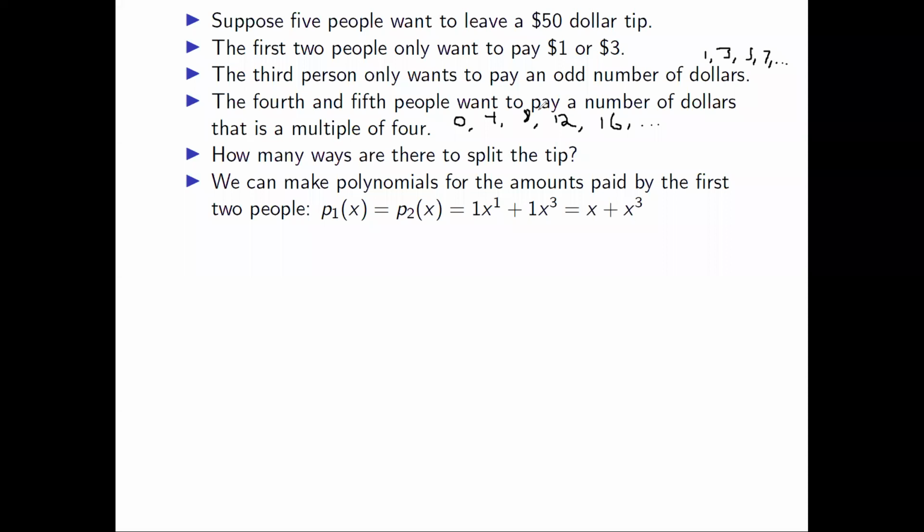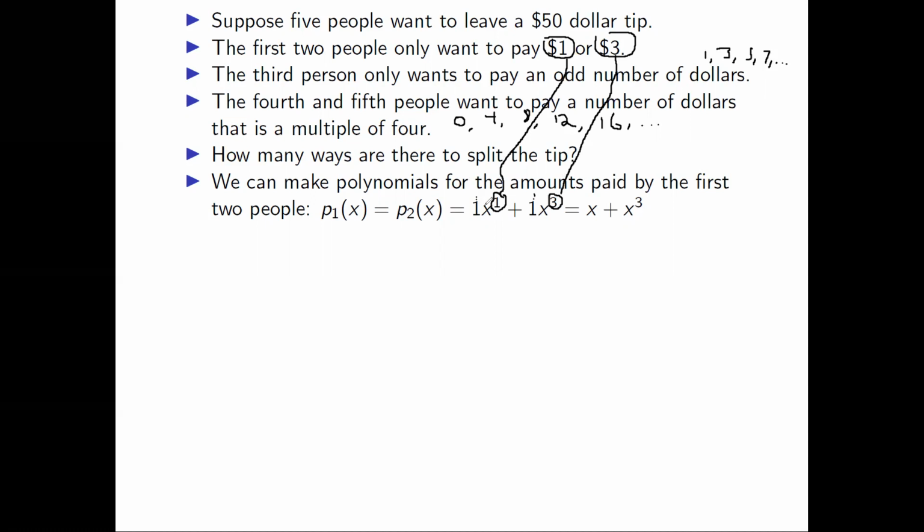So let's talk about that for a second. Both the first 2 people are willing to pay $1 or $3. So this $1 right here, that's how we're getting this x to the 1. X to the 1 has a coefficient of 1. That means there's one way for person 1 to contribute $1 to the tip. This coefficient of the x to the 3rd, since person 1's willing to pay $3, that means one way for person 1 to pay $3. Same with person 2. One way for person 2 to pay $1 over here, and one way for person 2 to pay $3 over there.